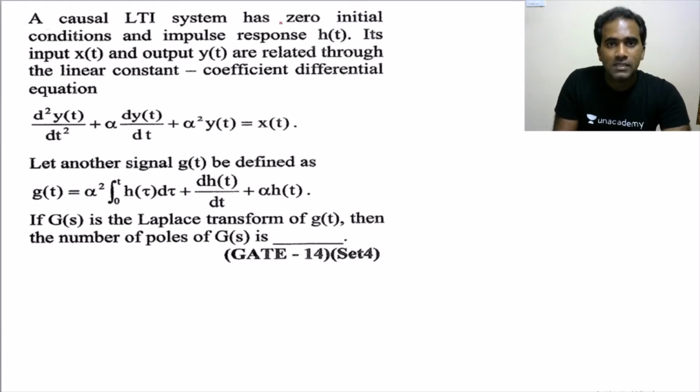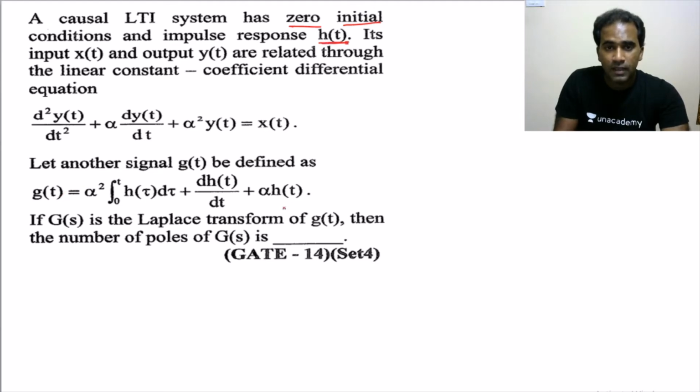A causal LTI system has 0 initial conditions, and impulse response h of t. Input and output are given by the constant coefficient differential equation. Yes, this is the differential equation. Let another signal g of t be defined in terms of h of t.